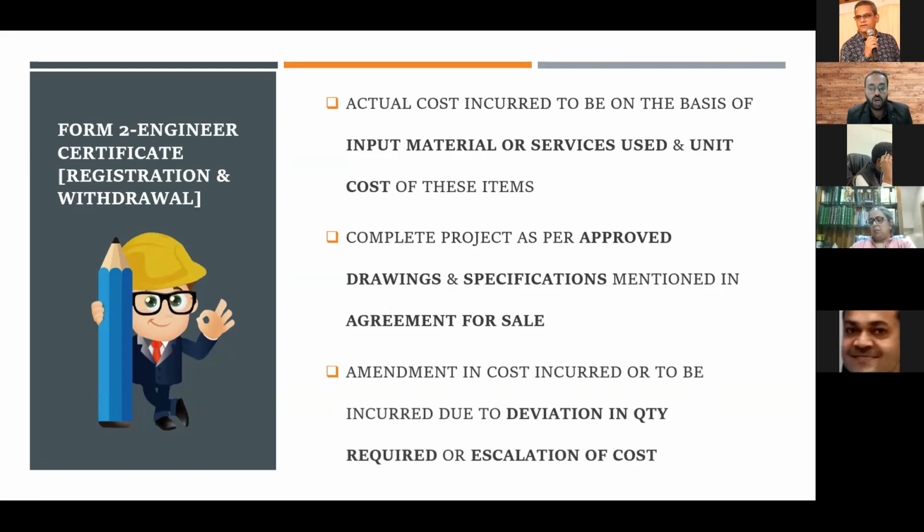Amendment in cost incurred or to be incurred due to deviation in quantity required or escalation of cost. So any amendment, it is not that once you fill the estimated cost at the start, it is done. No, you need to amend whenever there is any change in the specification, any change in the estimated cost and any deviation in quantity. So this is very important. If there is deviation in quantity, if the developer purchased a quantity of 100 but he has actually used 80, then you have to amend your quantity, you have to amend your actual calculation on that basis.